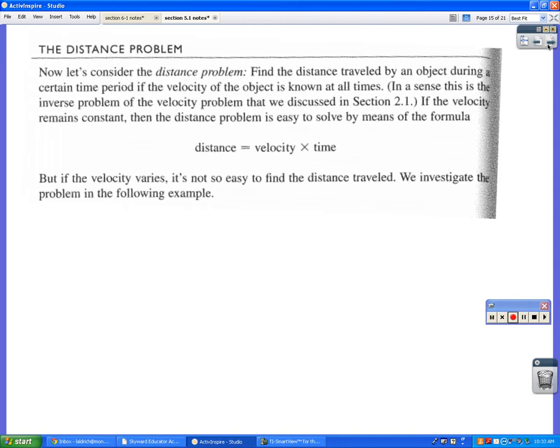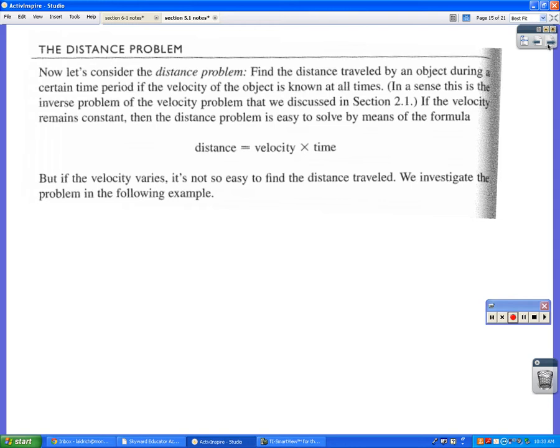And hopefully what you recognize is this is the opposite of what we did in the previous chapters. What we did before is we knew what the distance time graph looked like, and then we were able to figure out its velocity. We figured out the instantaneous velocity by taking the derivative. So there is a connection there, okay?